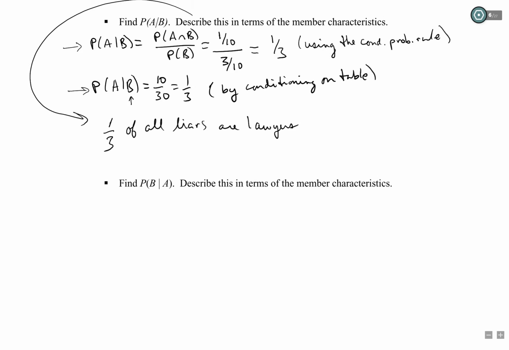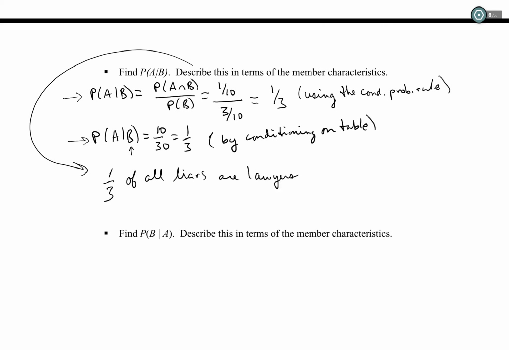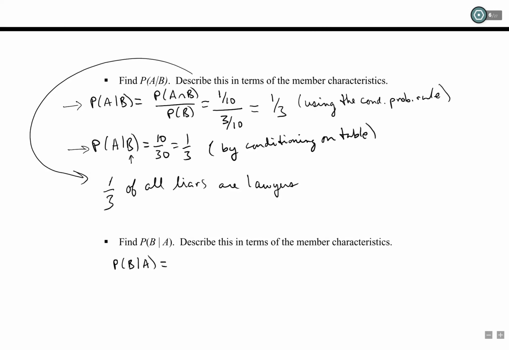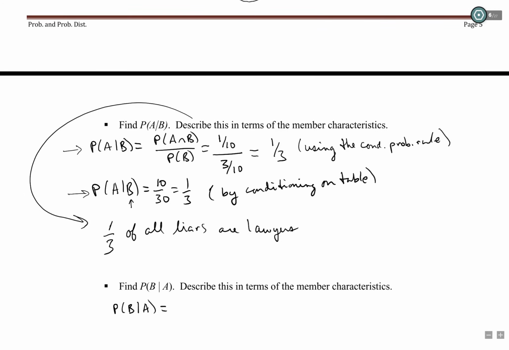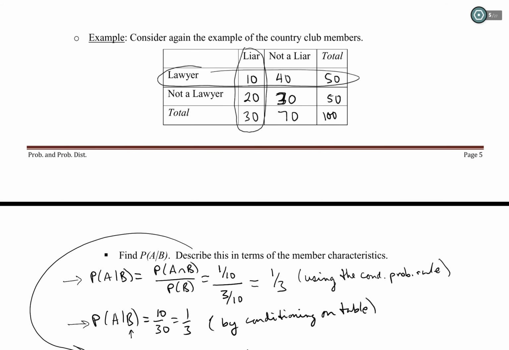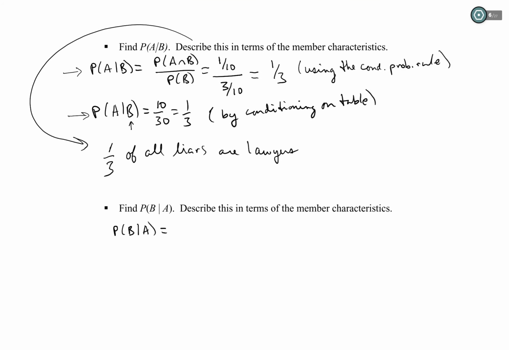P of B given A. What is that? So we're switching it up here, and if I can just go ahead and condition based on the table, what that would do is, so given A, that means I'm dealing with just the lawyers. So I'm restricting myself just to this top row in the table there. So out of 50, how many are also liars? That's P of B given A. That would be 10 out of the 50 there. Okay, so that would be 10 out of 50, or 1/5.